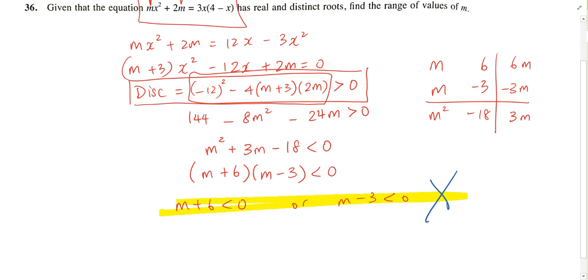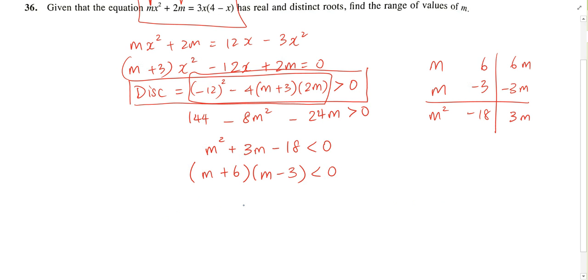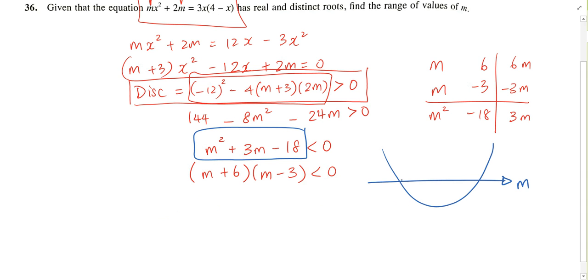Okay? The proper way to do it is by drawing a graph. What does the quadratic graph over here look like? Opening upwards or downwards? Upwards. What are the 2 points over here?